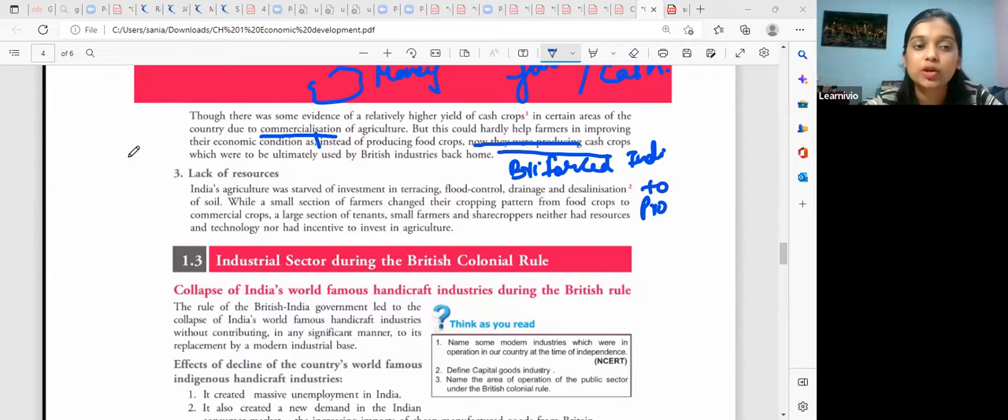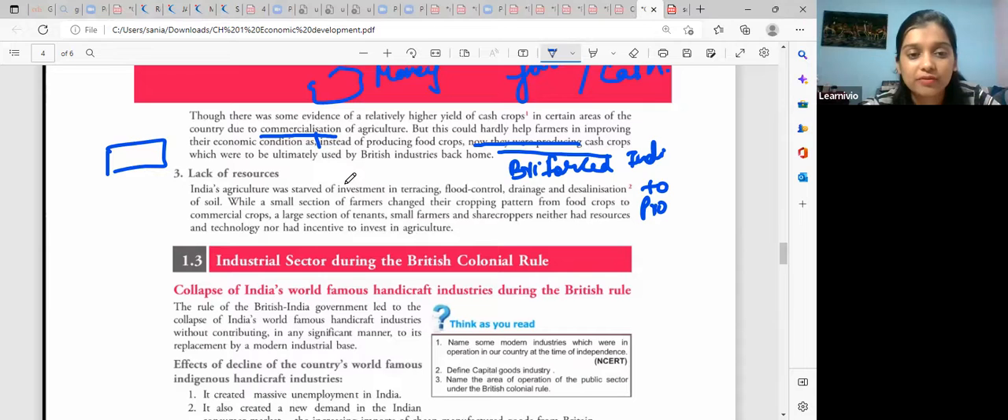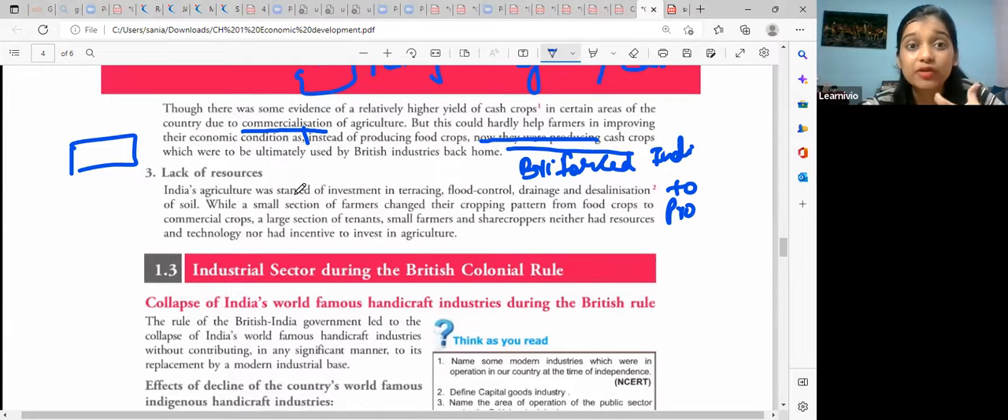Technology is, for example, for irrigating, I don't have any technology, right? But resource is basically the material which you are going to use. So India's agriculture was starved. Starved means starving. It was in need, but nobody was supplying it. So India's agriculture was starved of investment, right?